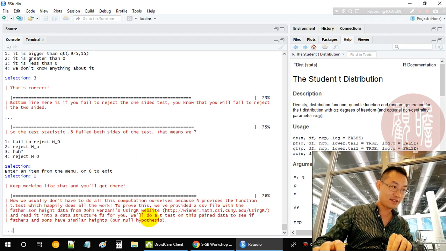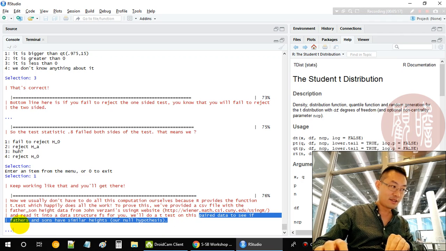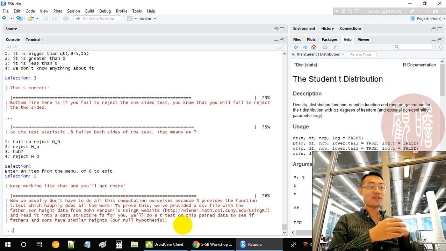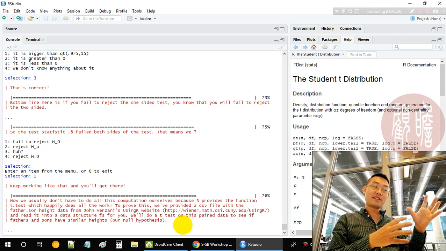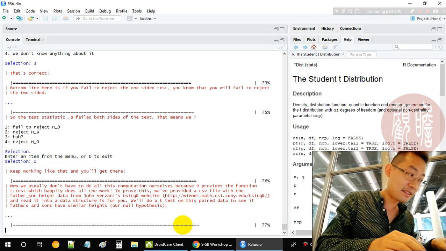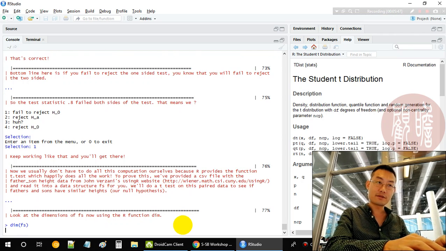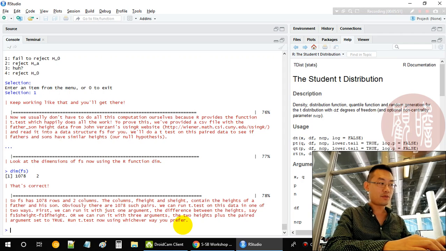Let's see. Okay, so to illustrate the t-test, we have a data set of paired data of fathers and sons, on whether they have similar heights or non-similar heights. That is a data set of measuring a few fathers' heights and their sons' heights. And we do a t-test. Our null hypothesis is that the father's height does not impact the son's height. They are similar. Look at the dimension of fs using our dimension function. Father and son. So we have 1078 fathers and 1078 sons measurements.